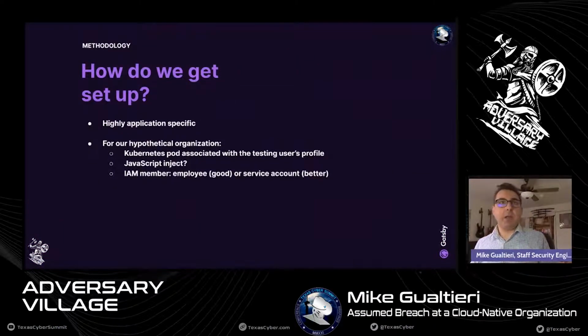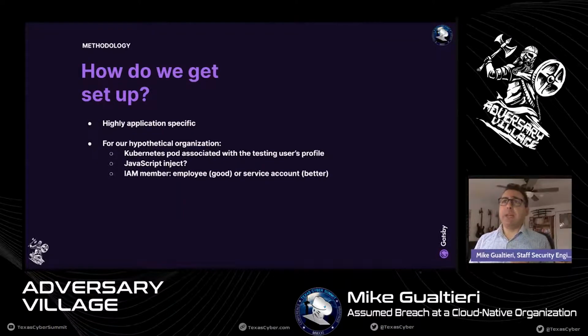The final step here is how do we get set up? This is application specific, but one location for us in our hypothetical organization will be inside the Kubernetes pod that powers the user profile microservice for the web application. If there's data processing to and from this pod, we can maybe make a conjecture that it's possible for an adversary to gain access to the underlying pod and the data within.